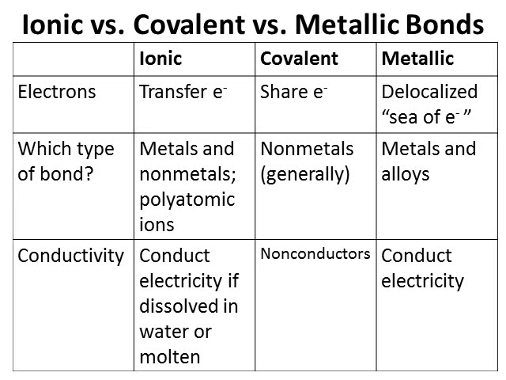Which type of bond? Ionic have a metal and a nonmetal, or a polyatomic ion. Covalent have only nonmetals, and metallic are only metals or alloys, an alloy being something that is several metals mixed together, but it still has only metals.